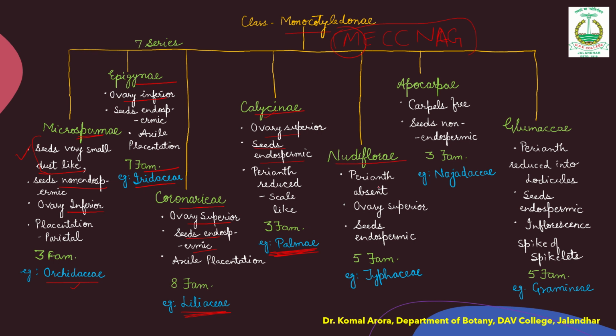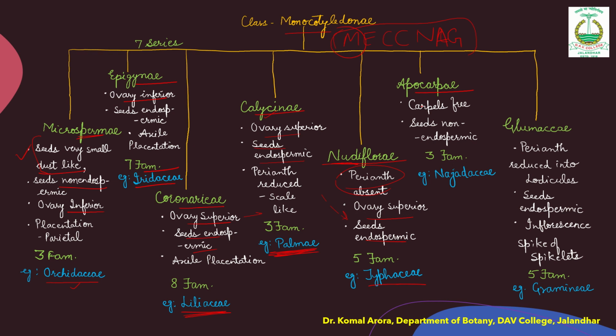Next comes Nudiflorae. Nudi is naked, flower is not having any non-essential whorl. So perianth is absent here. Ovary is superior, seeds are endospermic. You can see most of the characters are common, they are same. Just from the name, that character is variable. So Nudiflorae means no perianth present. And here you have the example Typhaceae. Typha, this is a plant which is found in the muddy bottom.